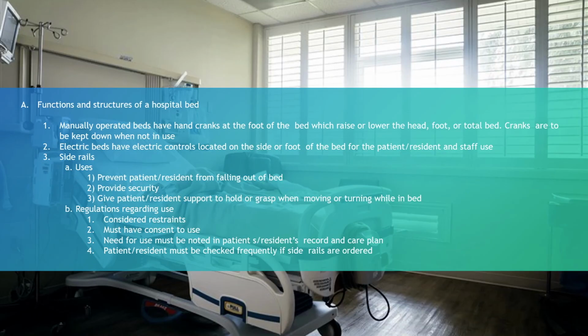Electric beds have electric controls located on the side or the foot of the bed for the patient or resident and staff use. Side rails. Uses: to prevent the patient or resident from falling out of bed, to provide security, to give the patient or resident support to hold onto or grasp when moving or turning when in bed. Regulations regarding use. They are considered restraints and must have consent to use. Need for use must be noted in the patient or resident's record and the care plan. The patient or resident must be checked frequently if the side rails are ordered.